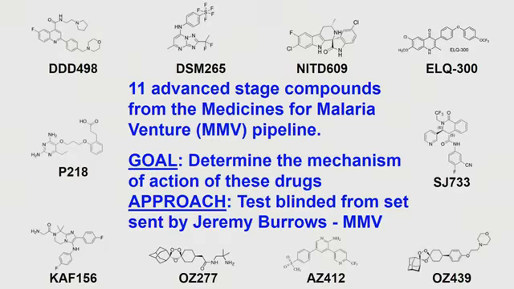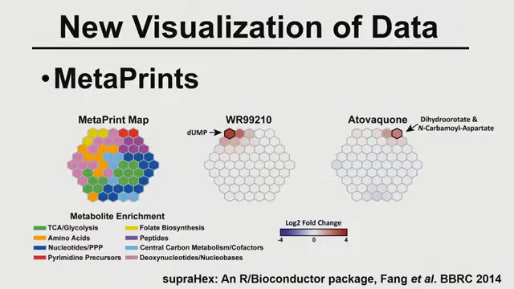Very early on, following on from atovaquone in this line of inquiry, we entered into a collaboration with Jeremy Burrows at the MMV. They sent us 11 advanced stage compounds from the MMV pipeline. We were blinded to what all these compounds actually were. We were just assigned numbers, and we basically set out to predict and to report back to them what we thought the mode of action for these different compounds were.